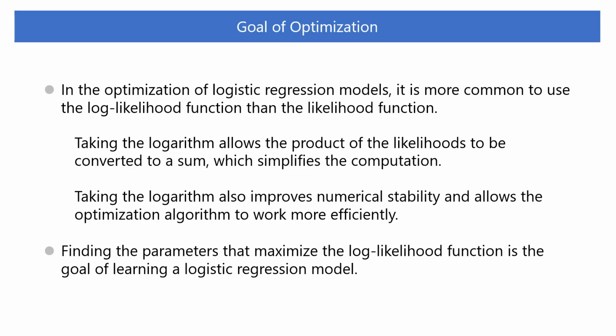In the optimization of logistic regression models, it is more common to use the log likelihood function than the likelihood function. Taking the logarithm allows the product of the likelihoods to be converted to a sum, which simplifies the computation. Taking the logarithm also improves numerical stability and allows the optimization algorithm to work more efficiently. Finding the parameters that maximize this log likelihood function is the goal of training a logistic regression model.